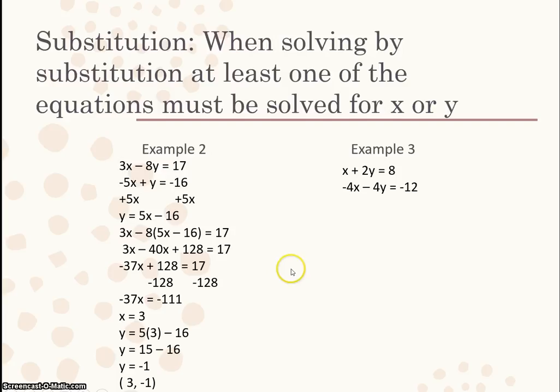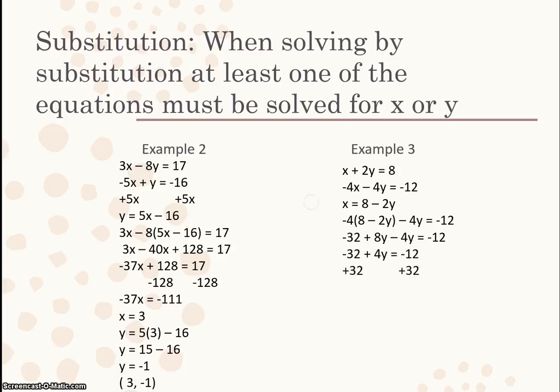In our second example, the easiest one to solve for would be this x. So we're going to subtract 2y from both sides, and we get x equals 8 minus 2y. Now we're going to take that 8 minus 2y and plug it in for the x in the other equation. So then we have negative 4 times (8 minus 2y) minus 4y is equal to negative 12. We're going to distribute our negative 4, combine our like terms, and solve for y. So we're going to add 32 to both sides, and we get 4y is equal to 20. We divide by 4, and y equals 5.